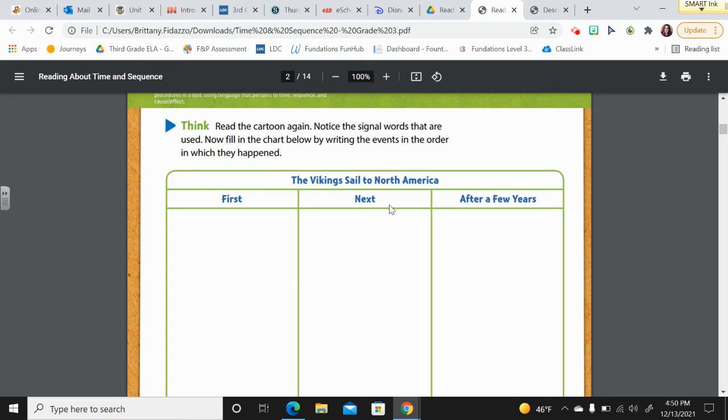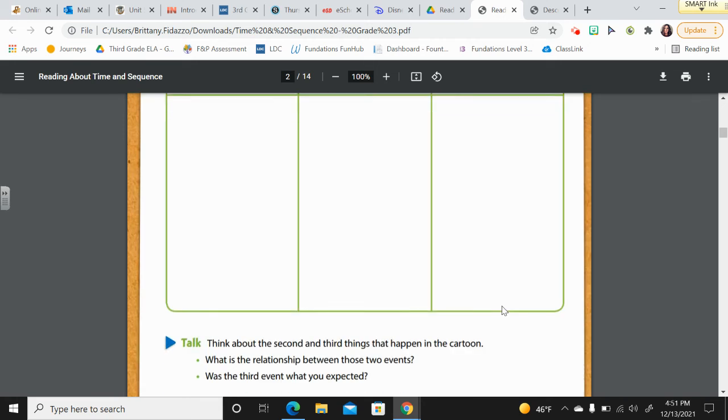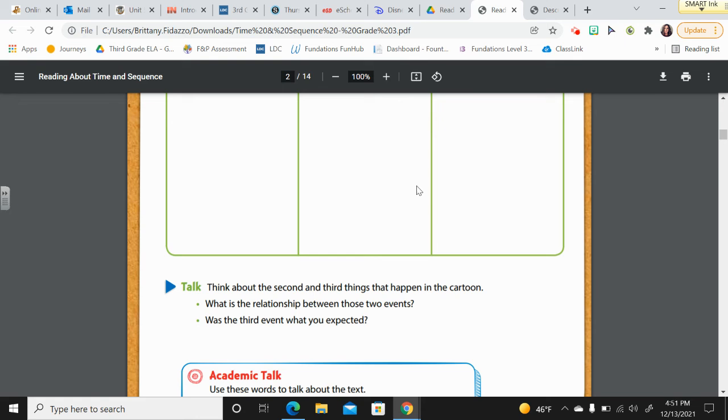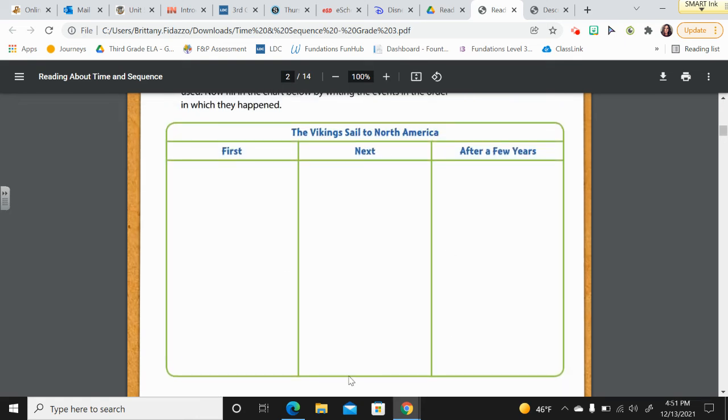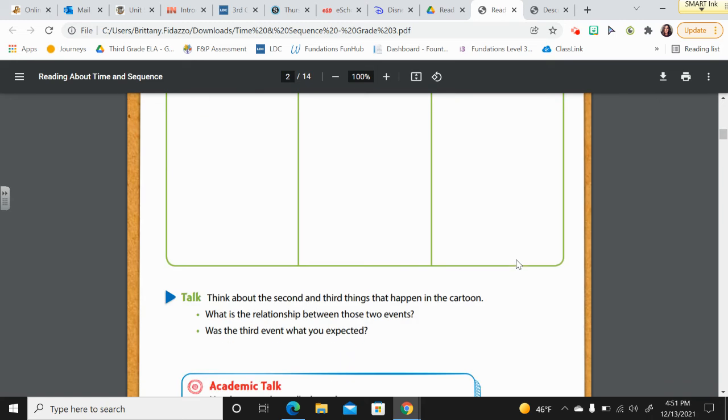Then next, what did they do when they got here? Right, they began to build settlements. After a few years, what happened? Right, they returned home. Now it says to talk. Think about the second and third things that happened in the cartoon. What's the relationship between those two? Well, I think they had a lot of trouble with building these settlements. And because they had the trouble, after a few years, they got frustrated and returned home.